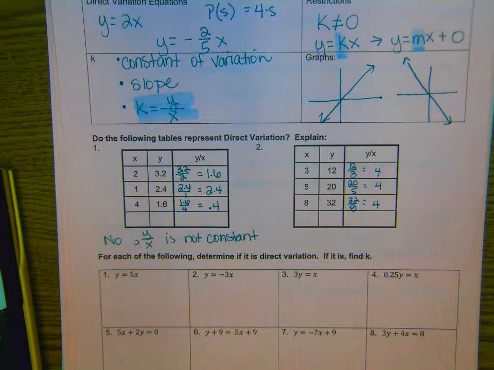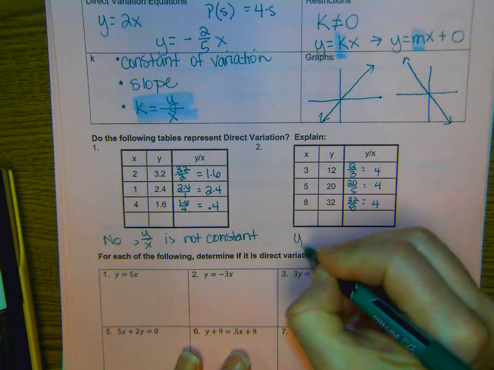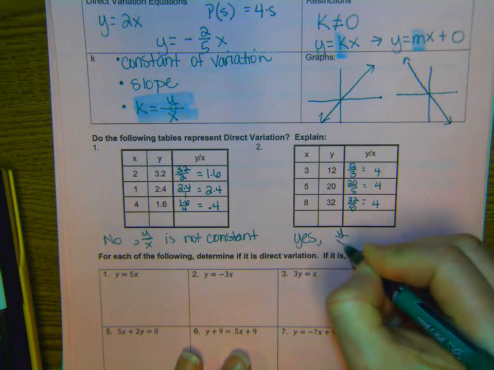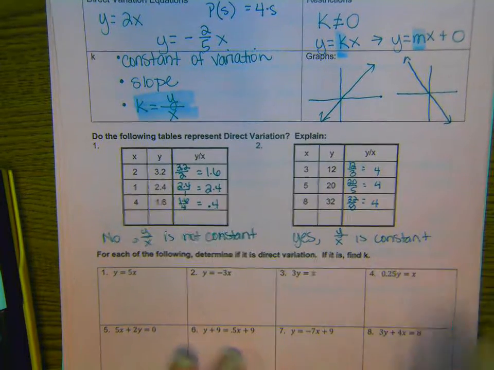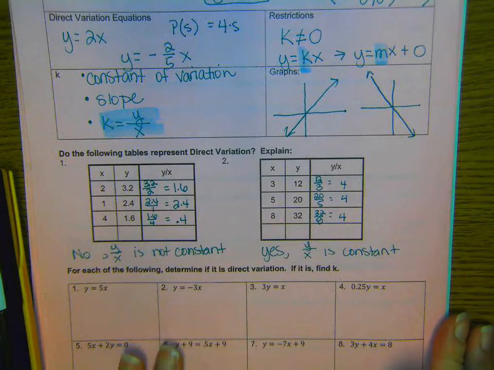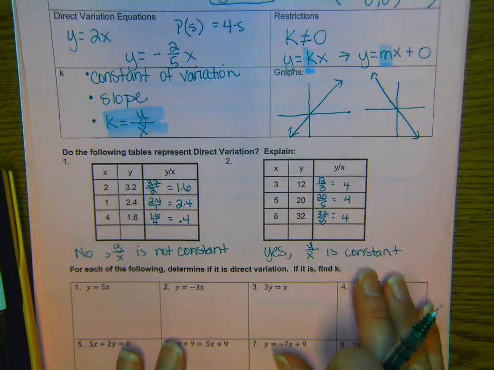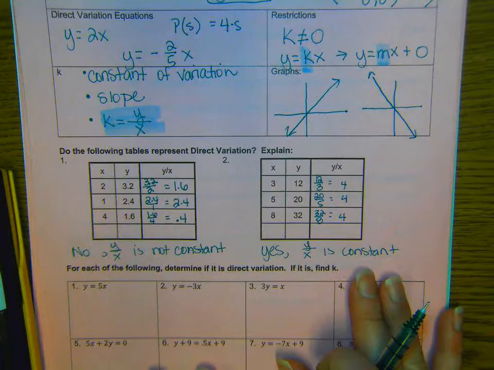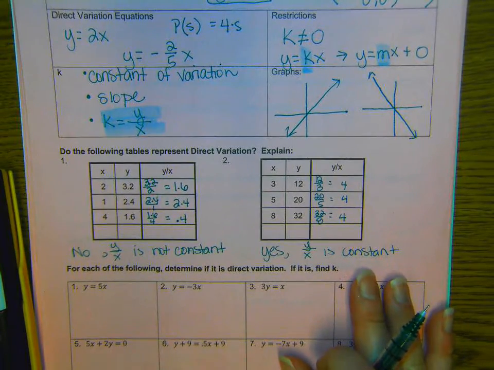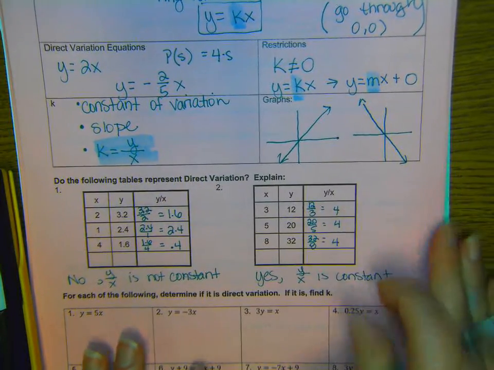Y over x is constant. What was y over x? 4. Can you guys tell me what the equation is then? The equation is y equals kx. Y equals 4x. It's as simple as that. The equation for that table of variation is y equals 4x.